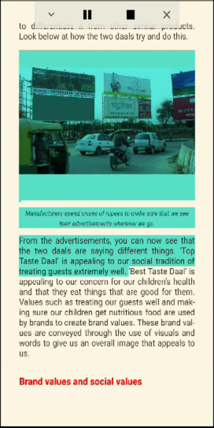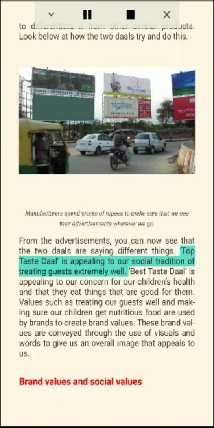From the advertisements, you can now see that the 2 dolls are saying different things. Top Taste doll is appealing to our social tradition of treating guests extremely well. Best Taste doll is appealing to our concern for our children's health and that they eat things that are good for them. Values such as treating our guests well and making sure our children get nutritious food are used by brands to create brand values. These brand values are conveyed through the use of visuals and words to give us an overall image that appeals to us. Brand values and social values.